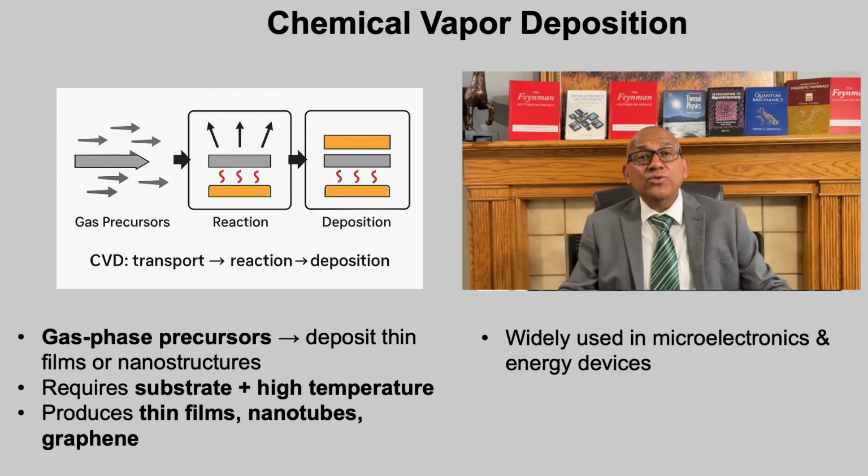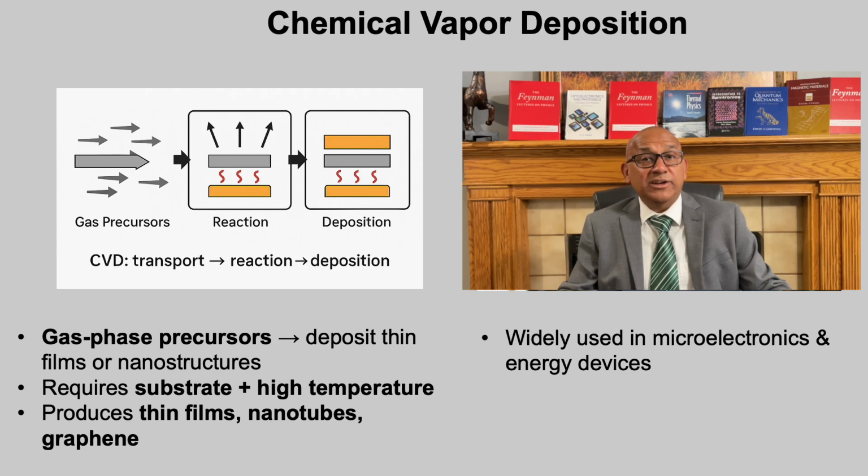Another cornerstone of bottom-up nanofabrication is chemical vapor deposition, or CVD. In this method, volatile chemical precursors are introduced in the gas phase and transported to a heated substrate. There, they undergo chemical reactions that deposit thin films or nanostructures.